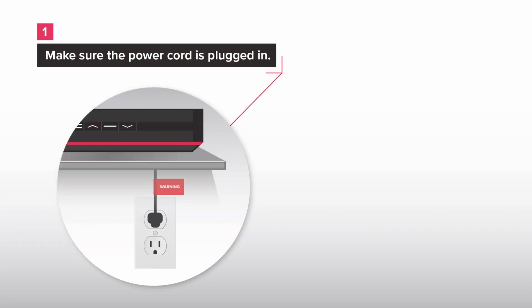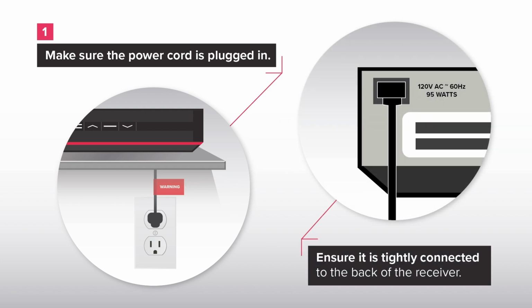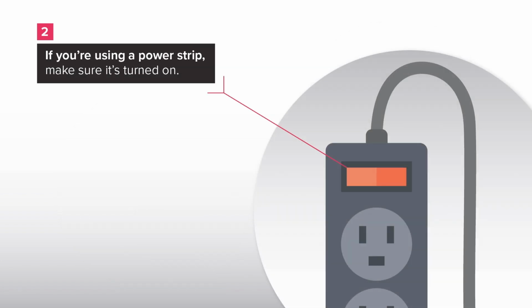Make sure the power cord is plugged in. The power cord usually has a red tag. Ensure it is tightly connected to the back of the receiver. If you're using a power strip, make sure it's turned on.